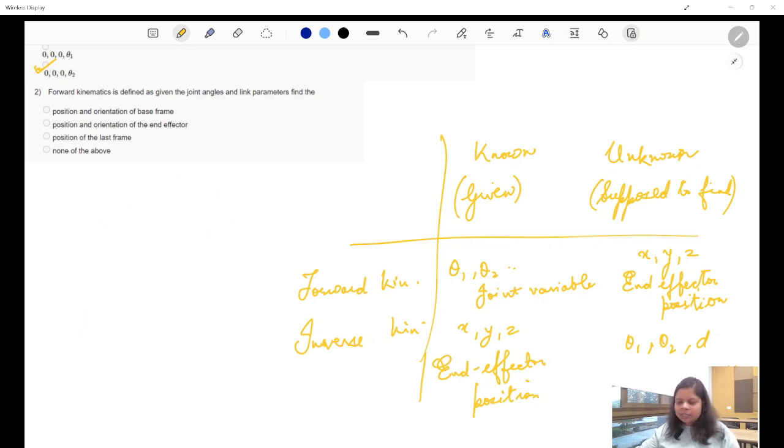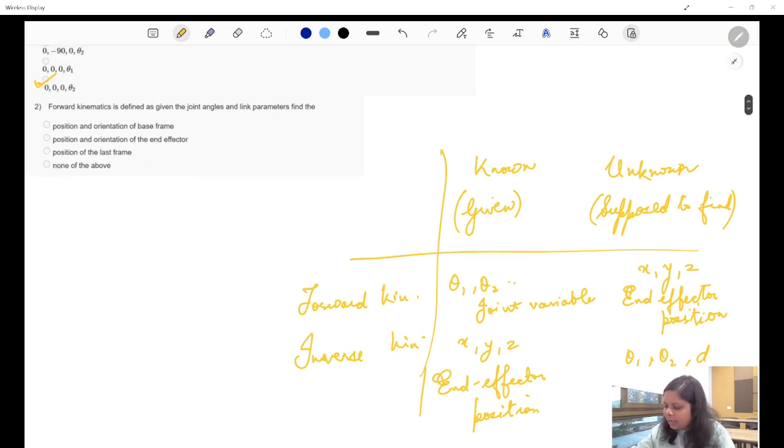So the question asked here is, forward kinematics is defined as: given the joint angles. Joint angles are given to me and the link parameters are given to me. What am I supposed to find out? I am not supposed to find out the orientation and position of the base frame. I'm not supposed to find out the position of the last frame only.